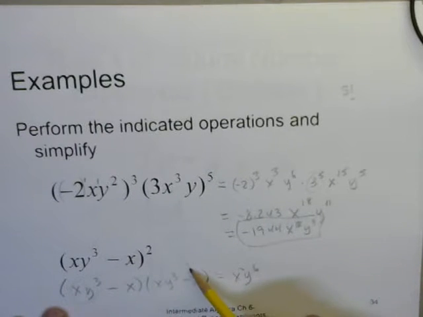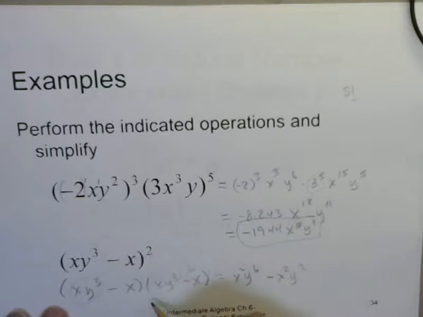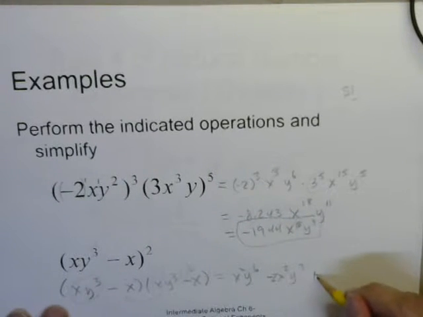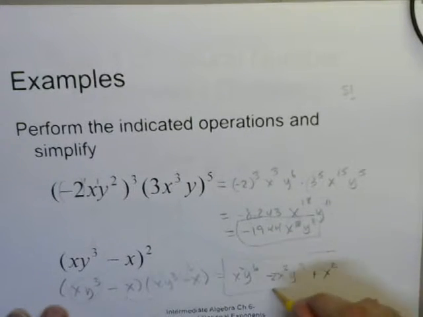Then take this times that, so I'll get -x squared y cubed, but then I'm going to get another one from that, so I can just double that. I'll add those together. And then finally, I just take negative x times negative x, which would give me positive x squared. And then that's all the further I can go, right?